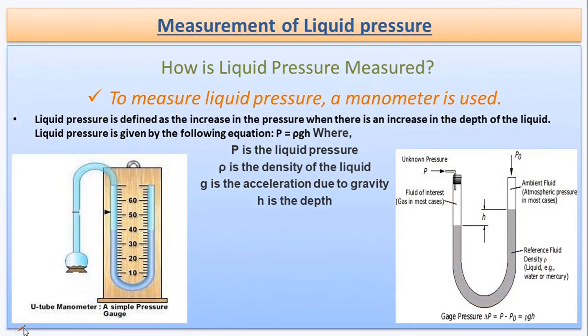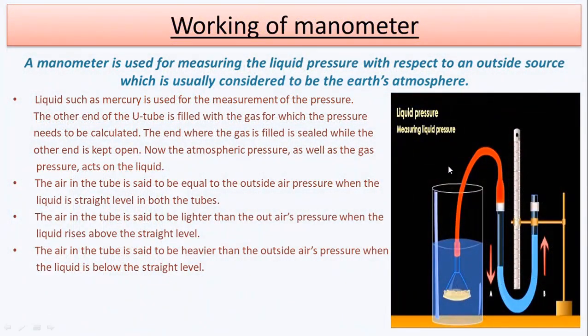Now let's see how we can measure the liquid pressure. We had already understood the phenomena of liquid pressure. Now let's see the instrument which we can use to measure the liquid pressure, that is a manometer. Here we are having a manometer which we use to measure the liquid pressure. Manometers use the atmospheric pressure principle to measure the liquid pressure. Let's understand the working of a manometer with an animated video.